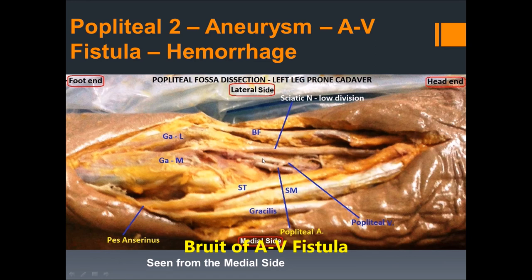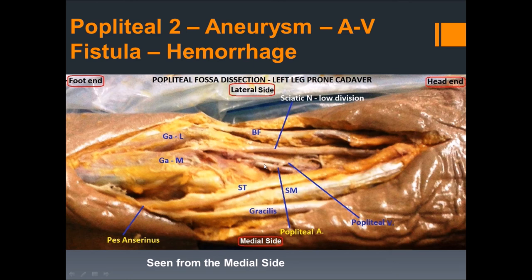We must also remember another thing. The popliteal artery gives plenty of muscular branches, which have a very rich and very clinically important anastomosis with the branches of the profunda femoris artery and also with branches of the gluteal artery. So therefore, they do provide collateral circulation. So that is a few words about the aneurysm, arteriovenous fistula, and hemorrhage, and what is to be done.